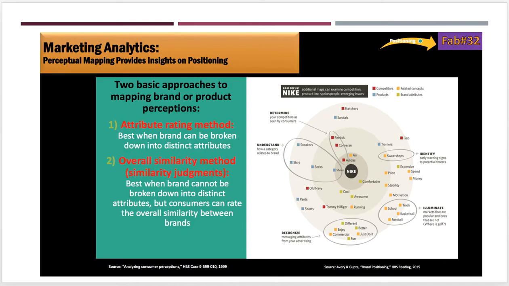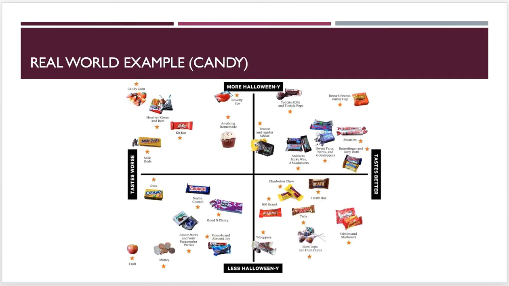A good real-world example of the attribute rating method would be candy. The attributes are seen on the bottom, the top, the left, and the right: more Halloweeny, less Halloweeny, tastes better, and tastes worse. This is your traditional perceptual map, where people rank the attributes of the candy to one of these.